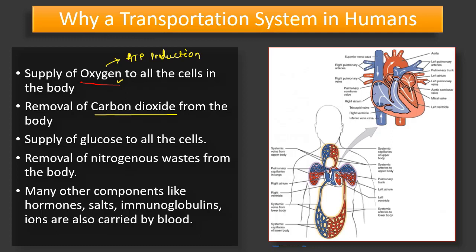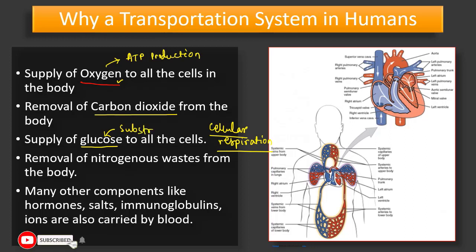Now another role why the transport system is essential is the supply of glucose to every cell. Again we have to understand the same process of cellular respiration, because for cellular respiration to begin it needs a substrate, and the glucose here acts as a substrate, right? Which is getting oxidized in the cellular respiration process, so that the energy is produced.